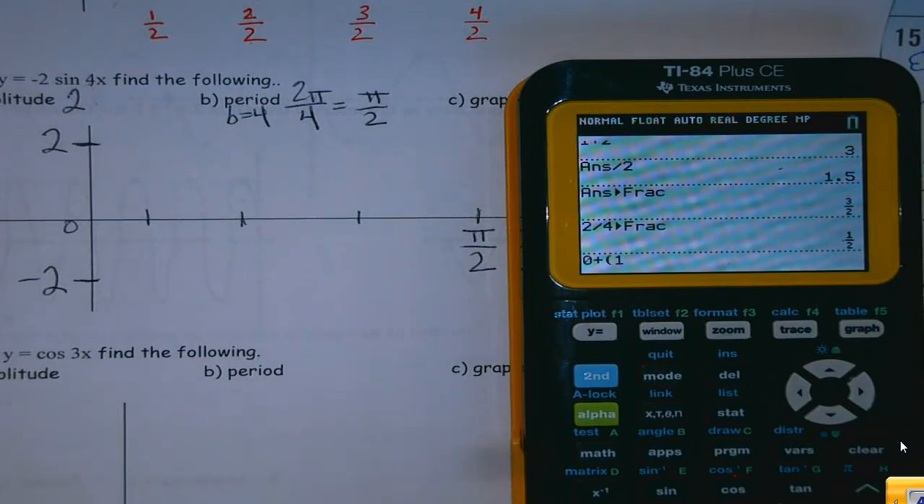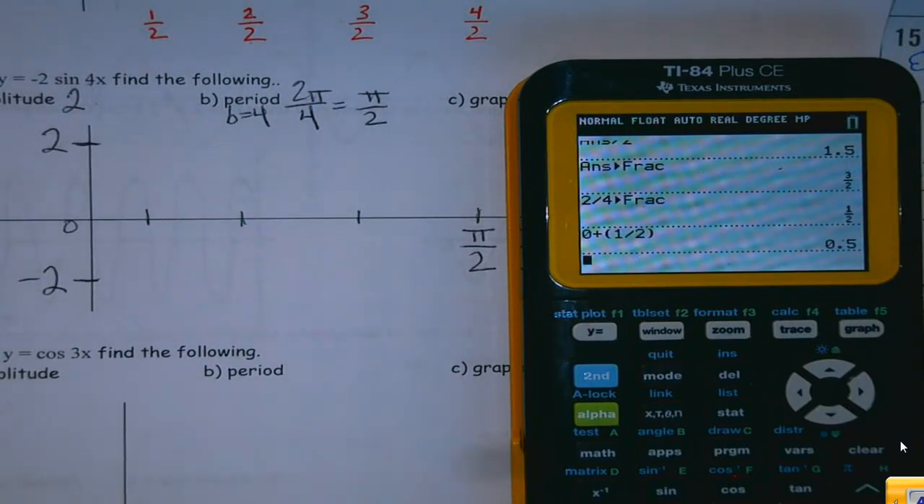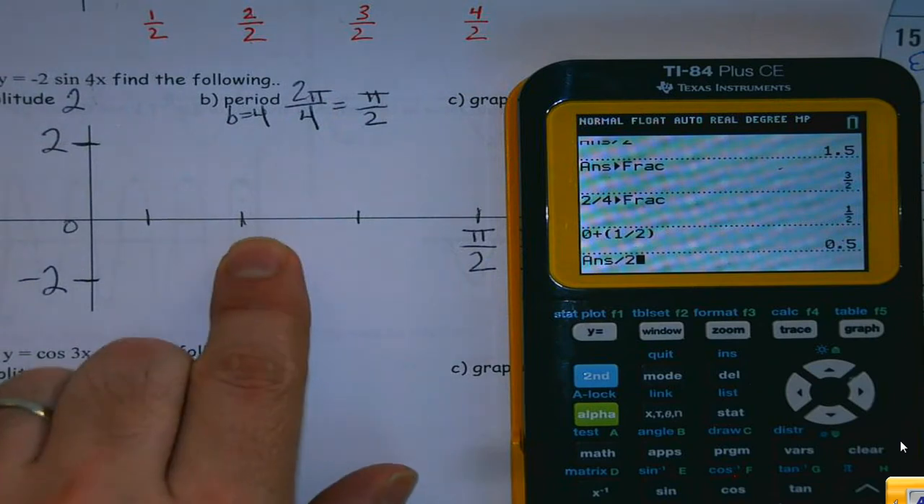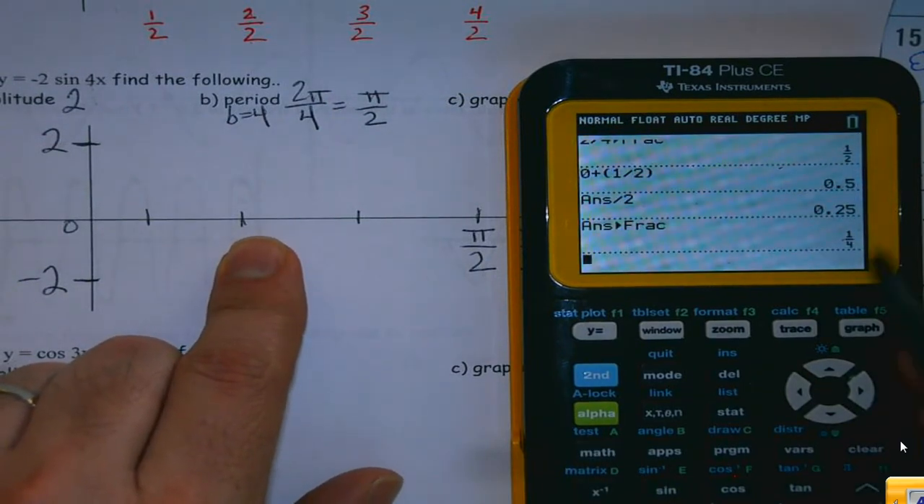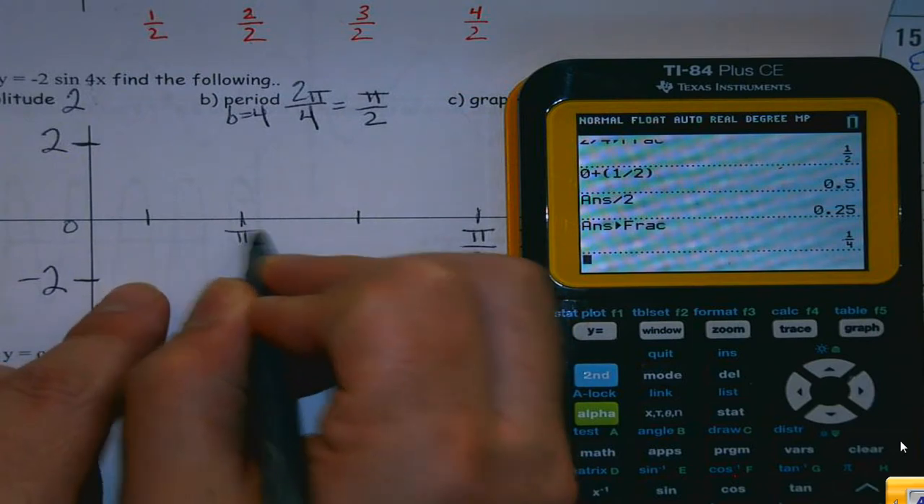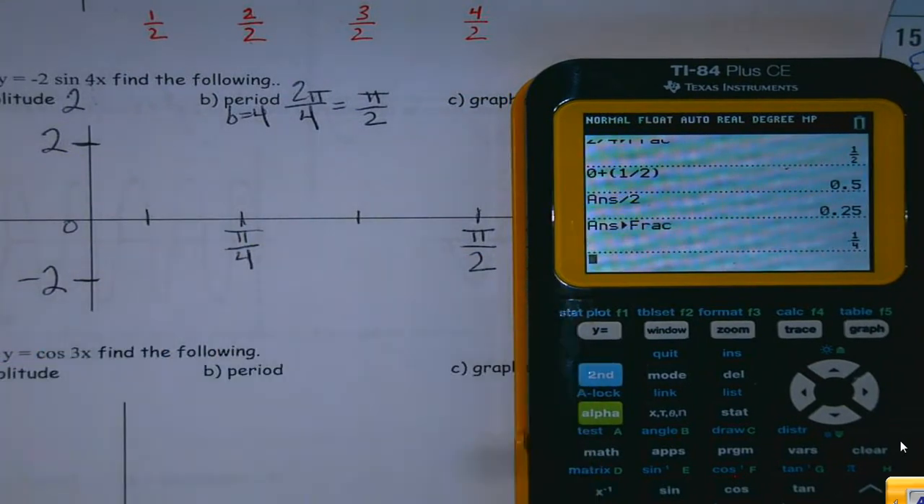Got to remember to use parentheses when you've got fractions. Divide it by 2 because we're looking for the average. We're looking for the middle. And back into a fraction. 1/4, or pi over 4.